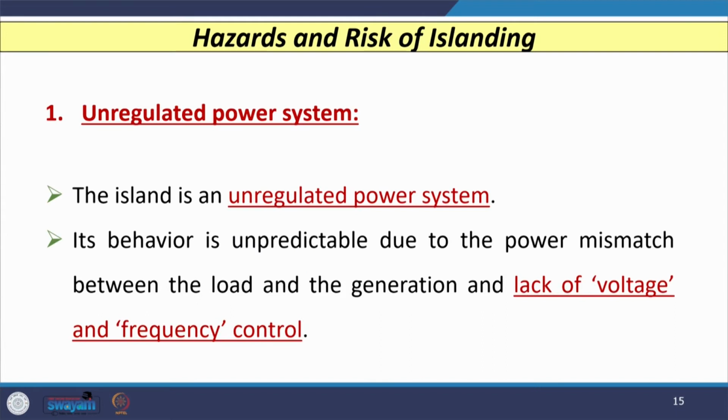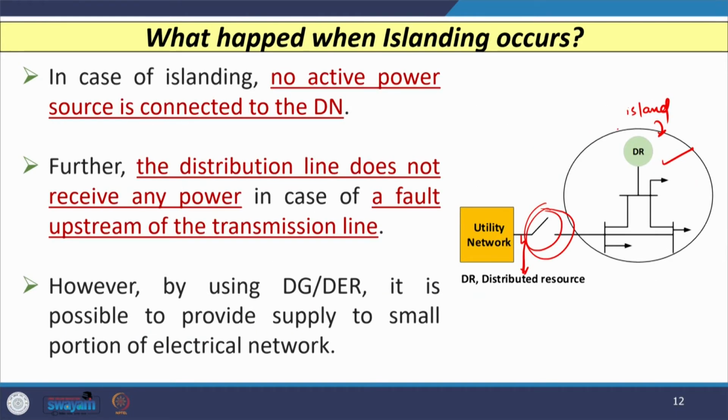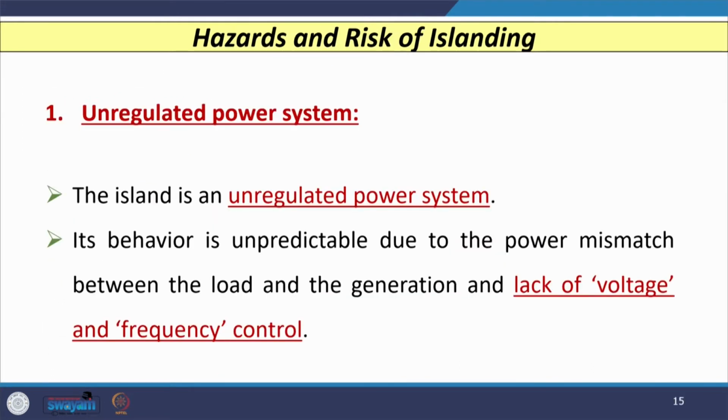So, the first issue is the unregulated power system. We know that whenever an island is formed, if I consider that this is an island, this system is not regulated. When this switch is closed, there is no island, and the voltage and frequency of the entire network are controlled by the utility. However, because of the opening of this, because of the formation of an island, this system acts as an unregulated power system. Its behavior is unpredictable due to mismatch in the generation and the load, and because of the lack of voltage and frequency control. Because whenever an island is formed, normally at the point of common coupling with the DG or DER, no voltage controlled or frequency controlled provision exists.